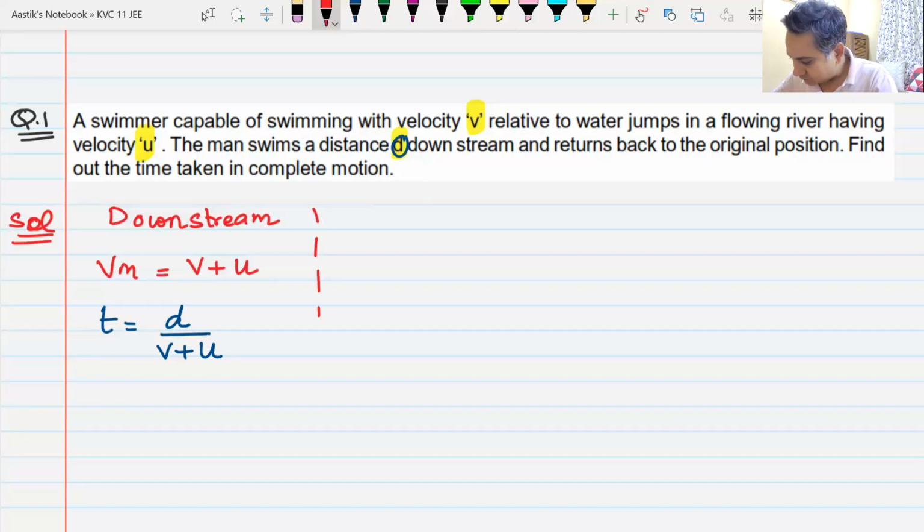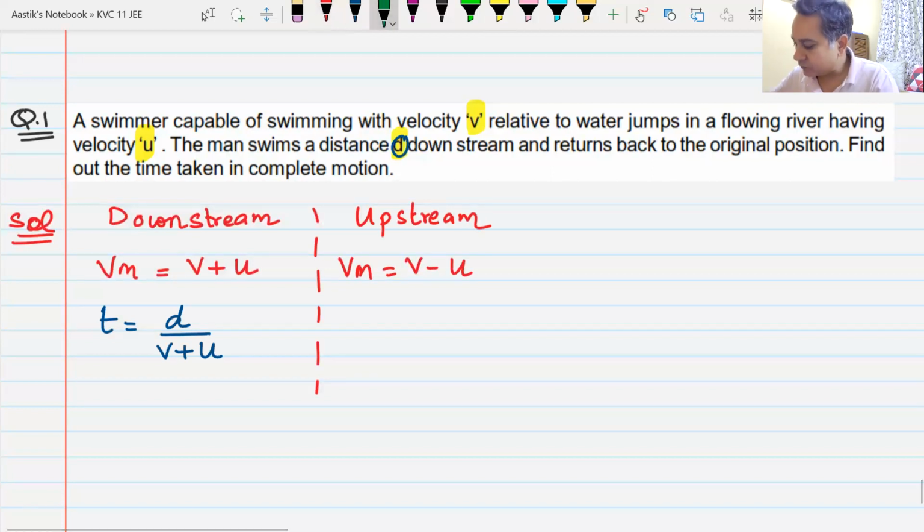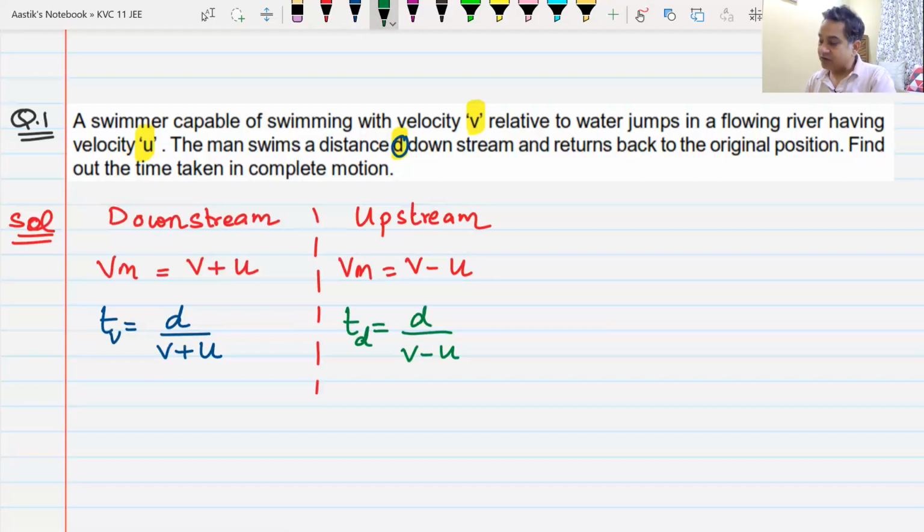What next? Upstream next. When he moves upstream, the velocity of the man with respect to the ground now becomes v minus u. How much time will it take to move a distance d upstream? d upon v minus u. Let me call this t_u, upstream. Let me call this t_d, downstream. You know both the times.